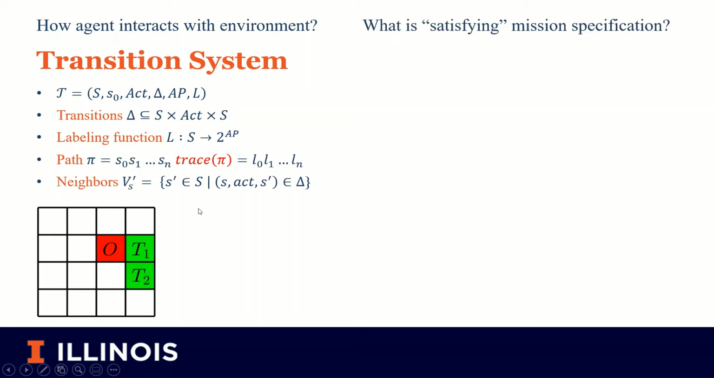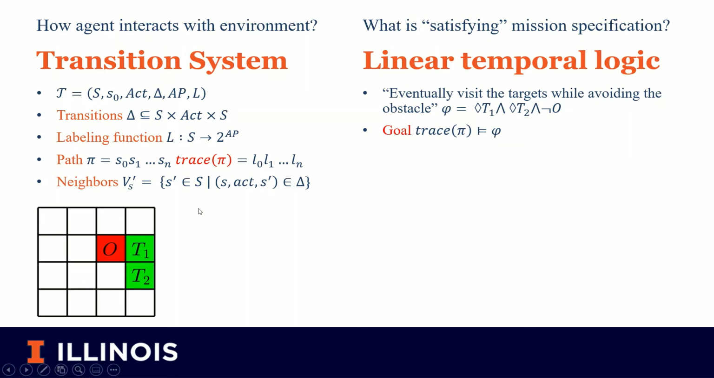Now, how to describe the mission specification? It's given by a linear temporal logic. Let's say the mission is to eventually visit the targets while avoiding the obstacles. It's given by the formula phi, which describes eventually visit T1 and eventually visit T2 and never visit the obstacle. Obviously, the goal is to satisfy this formula phi.